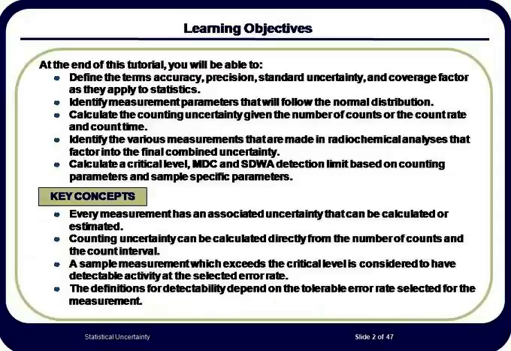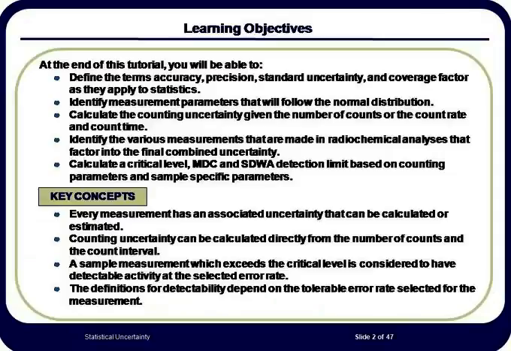Identify measurement parameters that will follow the normal distribution. Calculate the counting uncertainty given the number of counts or the count rate and count time. Identify the various measurements that are made in radiochemical analyses that factor into the final combined uncertainty. Calculate a critical level, MDC, and Safe Drinking Water Act detection limit based on counting parameters and sample-specific parameters.